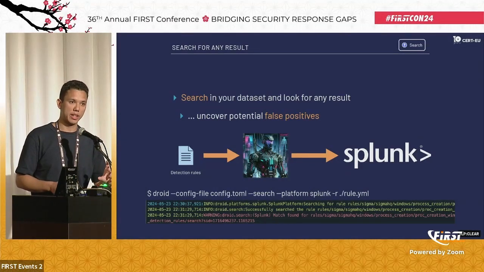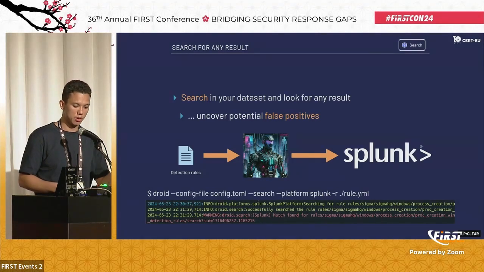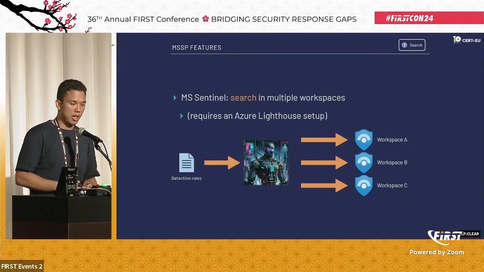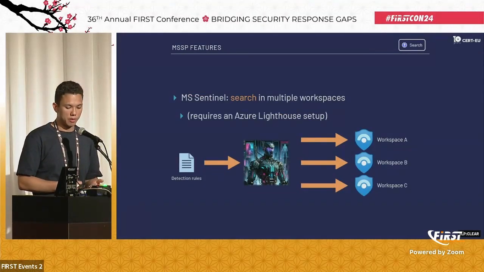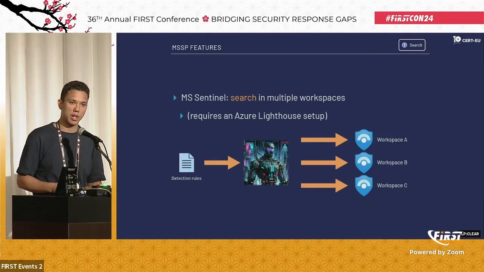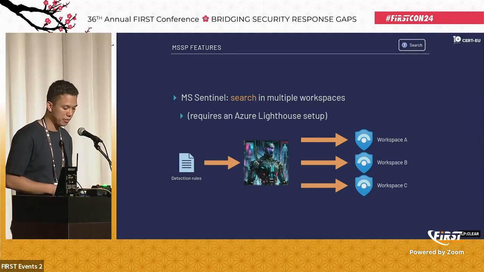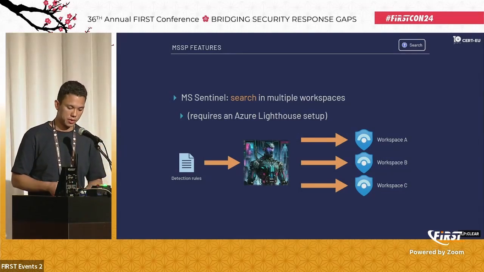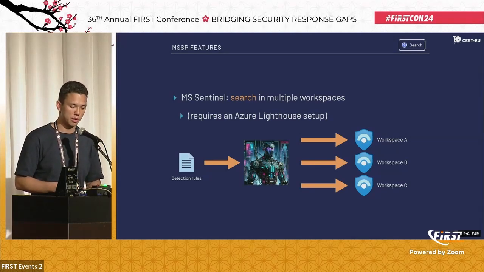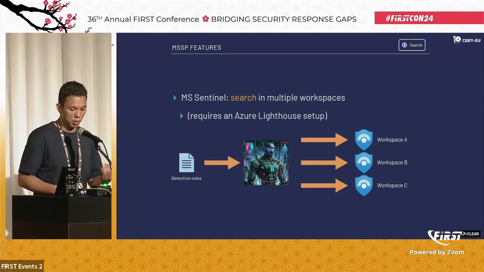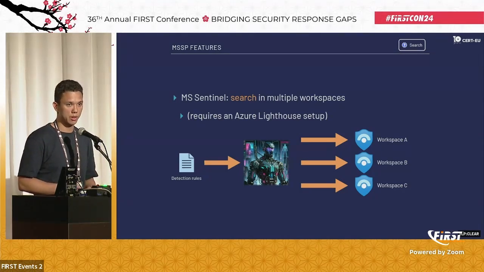And Droid actually provides the link, and then you can go over your SIEM and have a look at the data, of course. So as I said earlier, we are dealing with cloud environments. So sometimes we want to report findings in many Sentinel workspaces. So we have developed MSSP mode, where we take a detection rule and we take a look at all the workspaces that we have access to. And that's at once, and that's quite handy also for incident response.